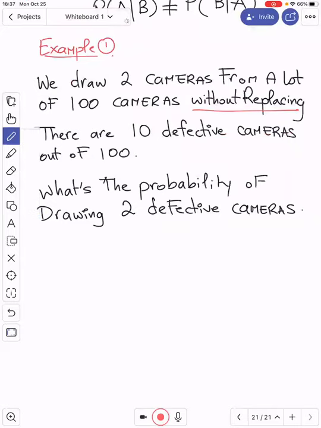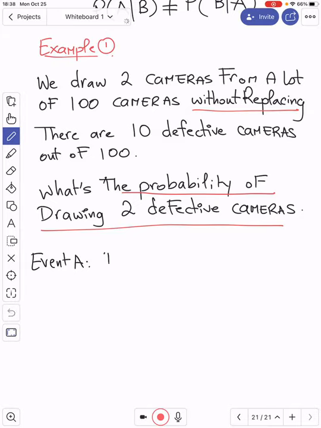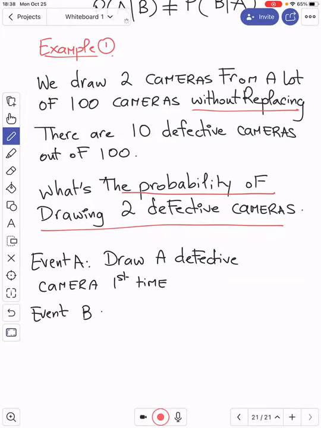So you're gonna draw two cameras, right? We are looking for the probability of drawing two defective cameras. So you need to draw a defective camera the first time, and then you need to draw a defective camera the second time. So we have two events. Let's say event A is when you draw a defective camera the first time, and event B is when you draw a defective camera the second time.